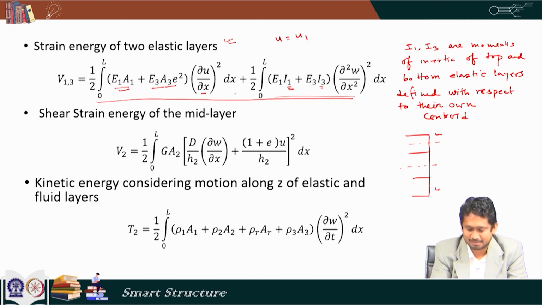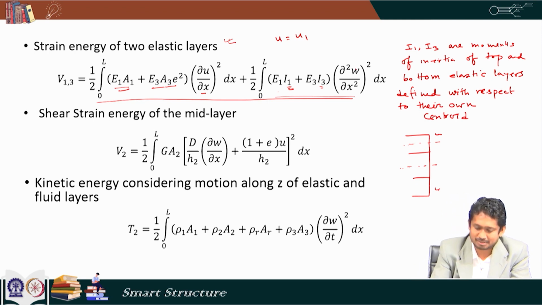So, I can write them separately if I take the centroid of the layer itself, or I can write it in a combined way if I take the centroid at the middle of the combination of these three layers. So, here we have written them separately. So, we have two variables w and u. So, these I's are the moment of inertia with respect to their own layer.